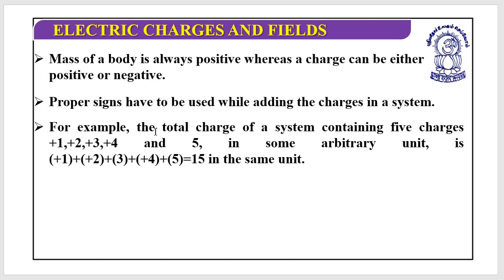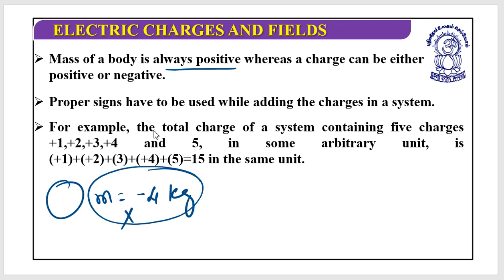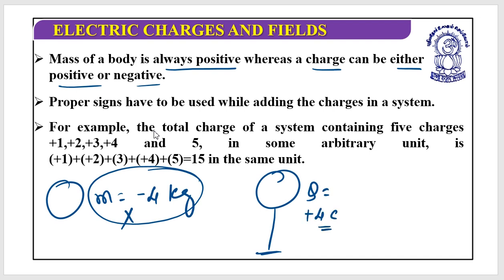Let me show you. The mass of a body is always positive. Mass cannot be negative. We cannot have a body whose mass is minus 4 kg. This is not possible, not at all. But charge can be either positive or negative. We can say that this body has a charge of plus 4 coulomb and this body has a charge of minus 4 coulomb. This is absolutely correct.